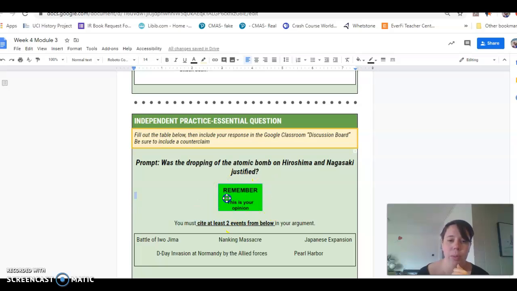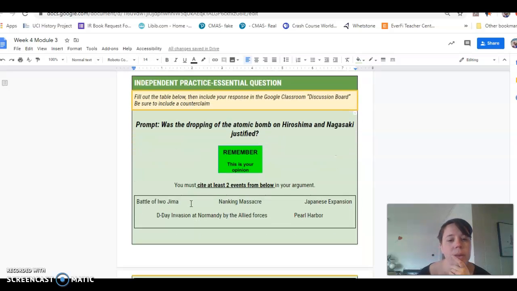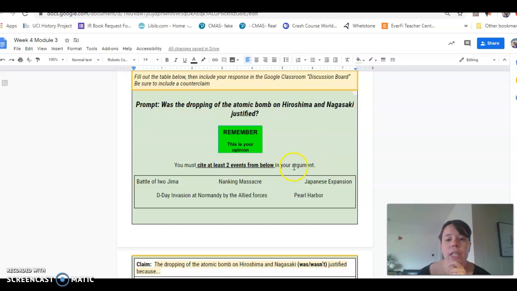So remember, this is your opinion, but it does need to be based in fact, and I am not expecting to see any "I believe that the dropping of the bomb, blah, blah, blah." Just because it's your opinion, I don't need that mess. You also need to cite 2 events from this box right here. So I need to see at least 2 of these represented in your claim or counterclaim.